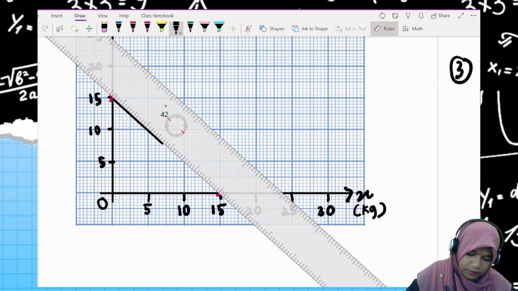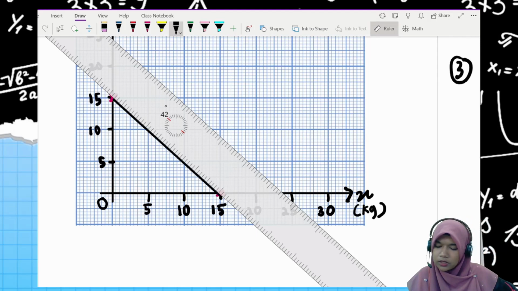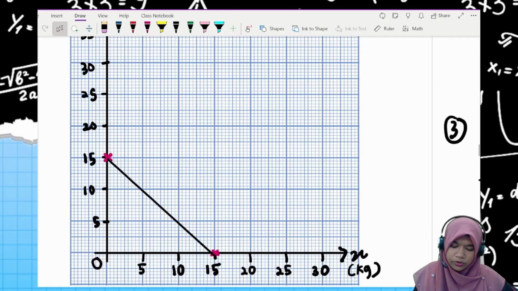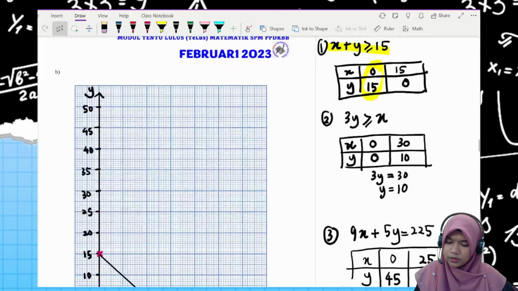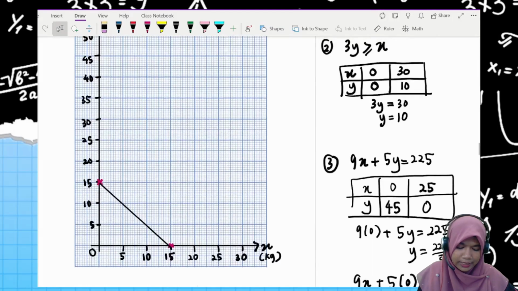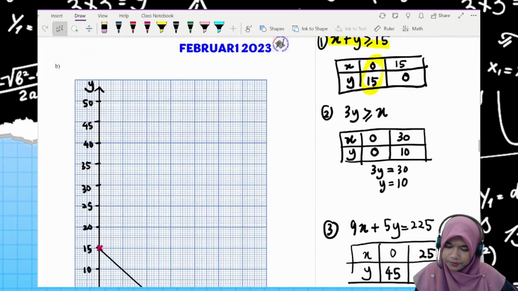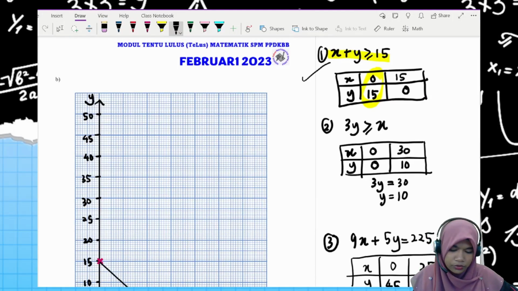Solid line because it involves less than, or greater than or equals to? Look at the symbols, they include equal, so it must be a solid line. Okay, done for the first graph.